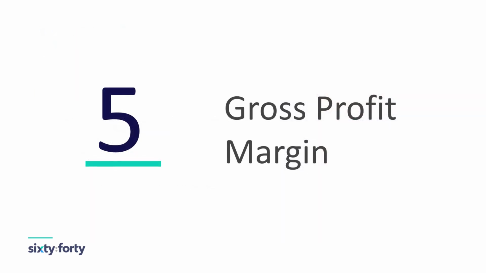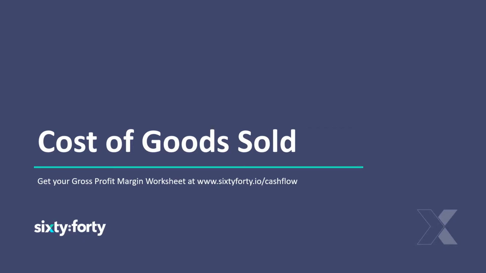Tip number 5 is to take a really deep look at your gross profit margin. The gross profit margin is simply the total revenue that you would make from a sale, less the total amount of cost of goods sold. The gross profit margin figure can then be stated as a dollar value or as a percentage. So that means that there are two key elements to managing your gross margin. First is your sales price, and second is your cost of goods sold.